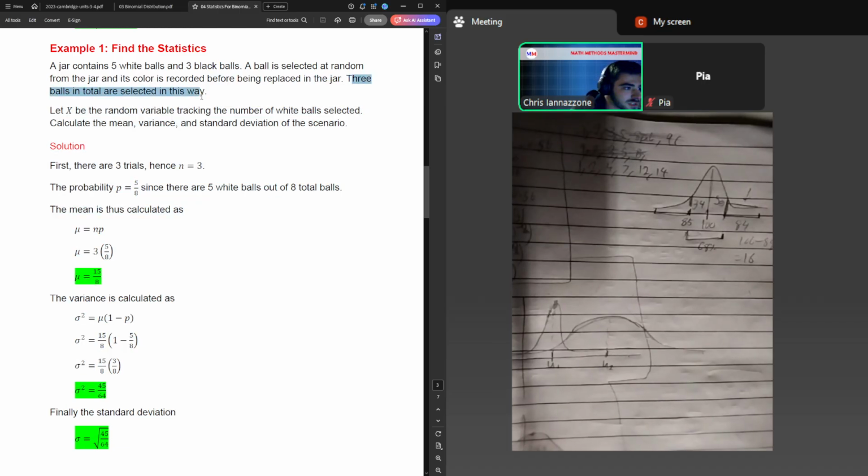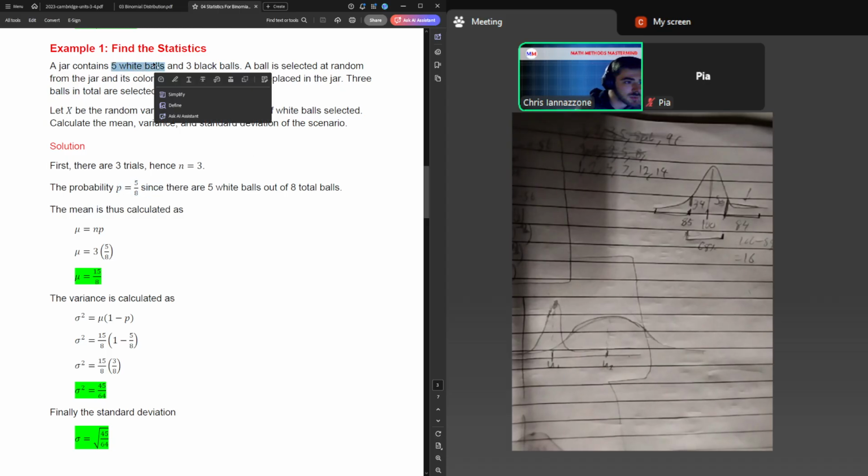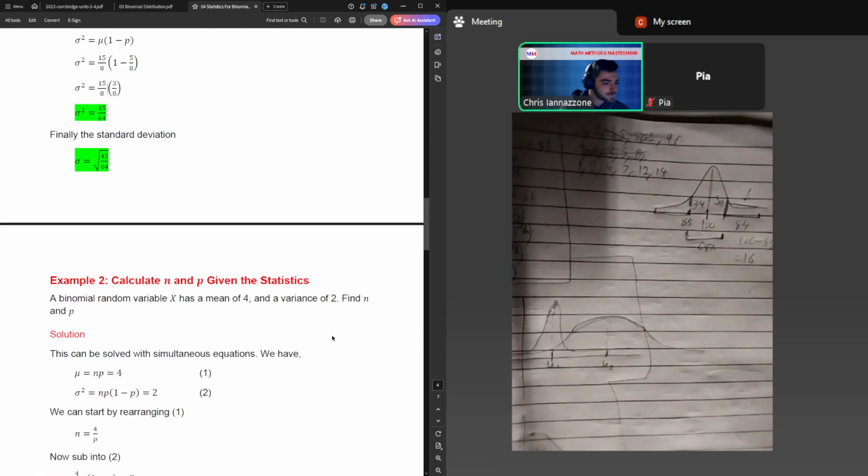As far as finding those statistics, you just need to identify n and p. So for instance, 3 balls are selected, so n is 3, and then p is going to be dependent on what the random variable is. In this case, x is the random variable tracking white balls, so the p that you care about is the probability of selecting a white ball. From there, calculating is easy. You just use those n and p.